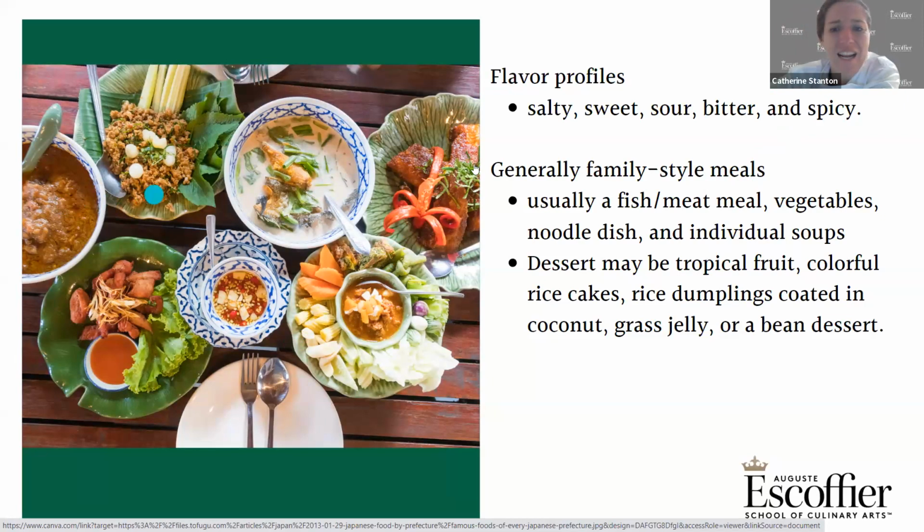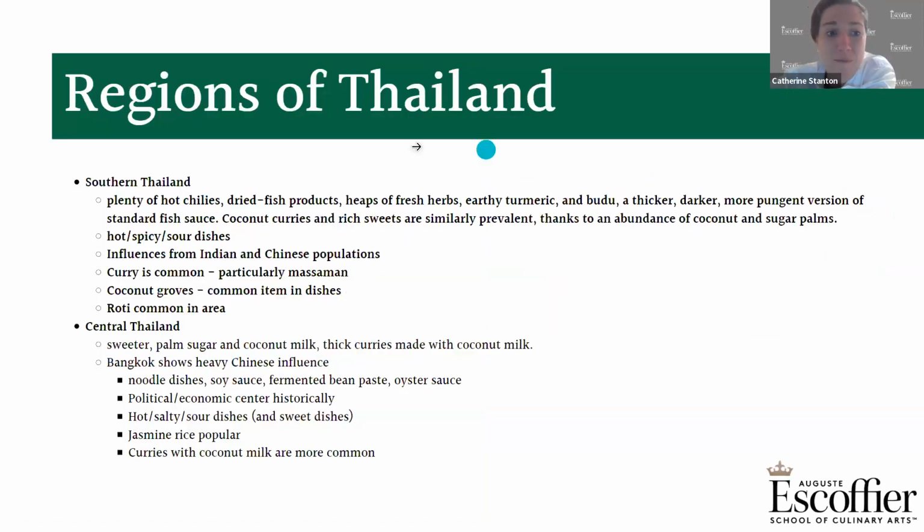Now, when we think about dining, many times you have family style meals, a fish or a meat meal, lots of vegetables, noodle dishes, and individual soups. Okay. And desserts, maybe if you've ever gone to a Thai restaurant, that classic mango with sticky rice, or even better, mango with coconut sticky rice for that extra 1-2 punch of tropical flavors. You have different colorful rice cakes, rice dumplings coated in coconut, grass jelly, bean desserts, red bean.